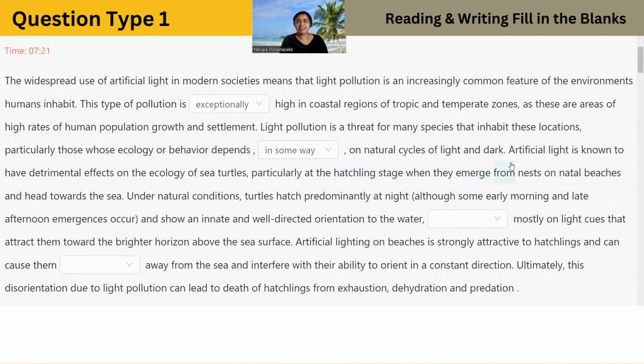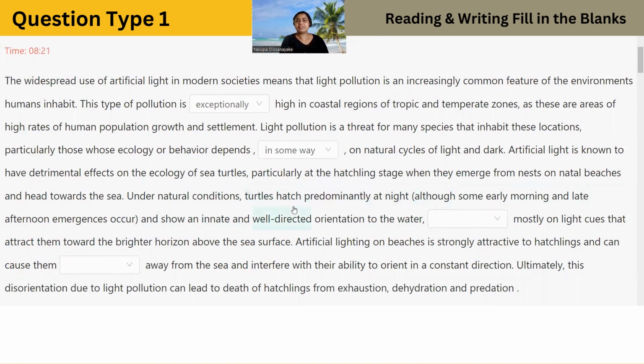All right. As I have explained in my detailed video, if there is no blank, please do not read that sentence. This is how you save time. So now let's move to this sentence because there is a blank here. Under natural conditions, now we are going to discuss what happens under natural conditions. Turtles hatch predominantly at night. When you have something written within brackets, do not read that either, if there isn't any blank inside, because it is a further explanation of what has just been said.